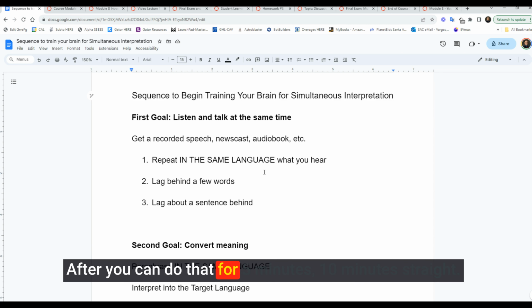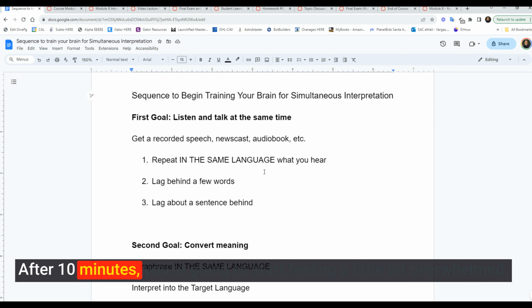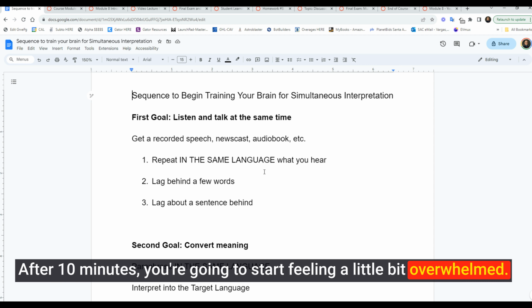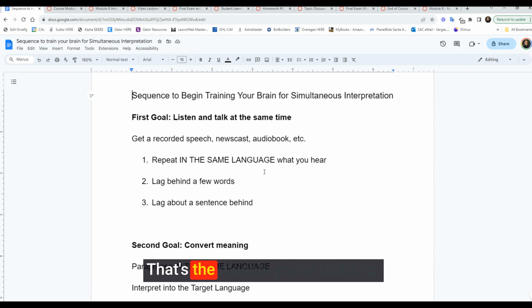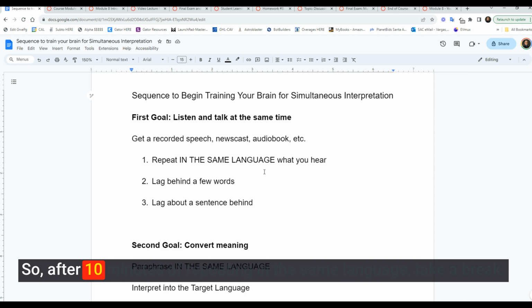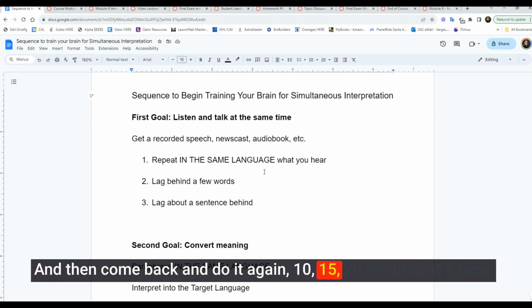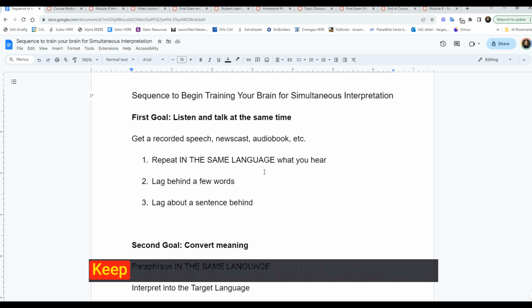After you can do that for 5 minutes, 10 minutes straight, after 10 minutes, you're going to start feeling a little bit overwhelmed. That's okay. That's the muscle you are building. So after 10 minutes of repeating in the same language, take a break and then come back and do it 10, 15, 20 minutes at a time. Keep practicing repeating in the same language.